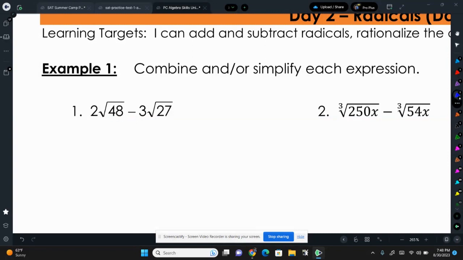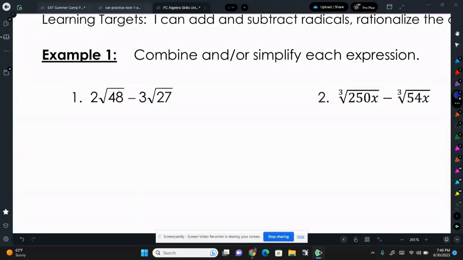Now, once we simplify radicals, if they are like radicals, we can combine them. So if we look at example number 1, we have 2 times the square root of 48 minus 3 times the square root of 27. Those are not the same radicals, so we can't combine them. But what we're going to do is simplify the square root of 48. So we can do that.